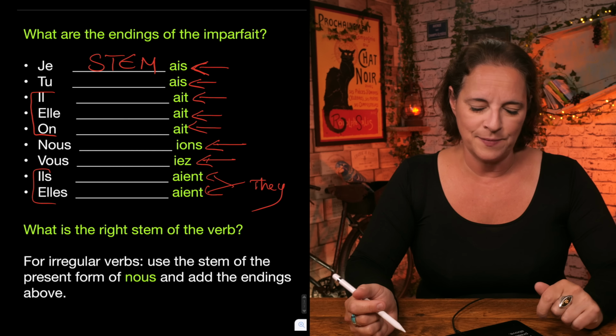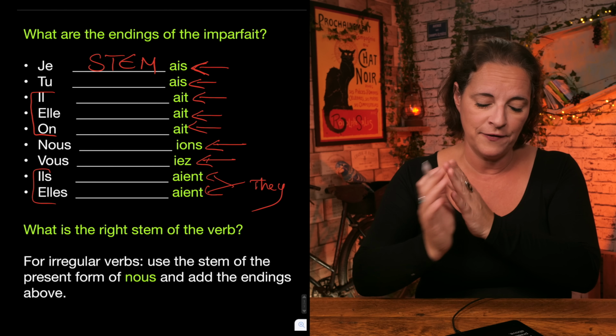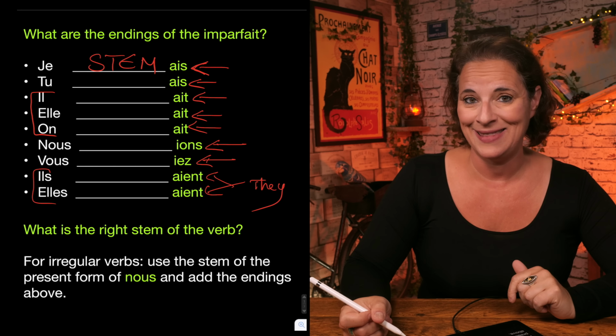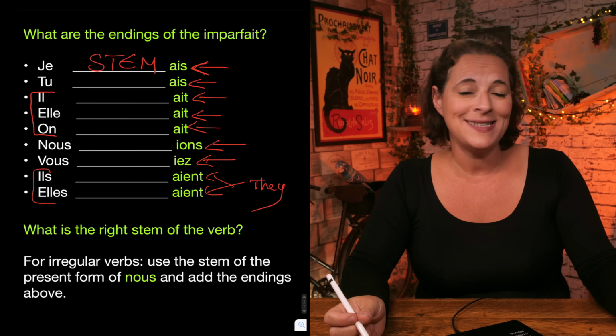For irregular verbs, and we know that it's crazy, okay? For irregular verbs, use the stem of the present form of nous and add the endings that I have just said. What does that mean?